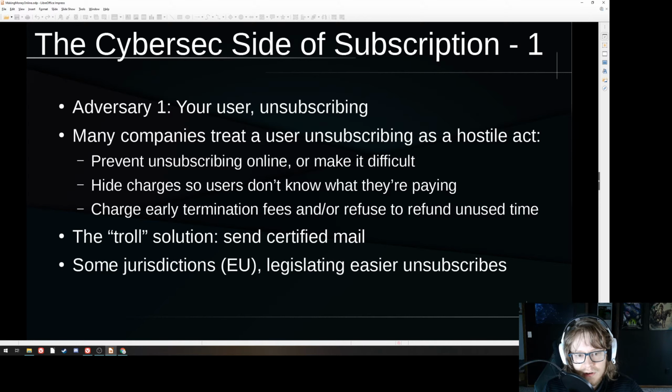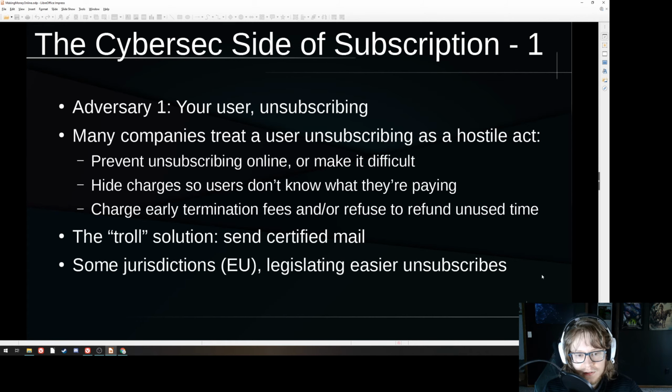Generally speaking, you don't notice because those charges are buried under the wave of your other Amazon purchases. And then other kind of friendly business models you can do here are to charge early termination fees or refuse to refund unused time. This is kind of understandable, though. It's not necessarily a bad thing. From the business's point of view, I can see not wanting people to break their contract early or that sort of thing, but it is definitely annoying from the customer perspective.